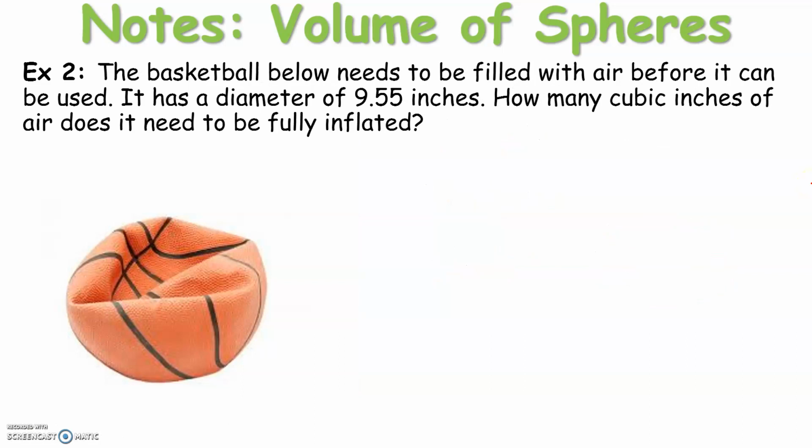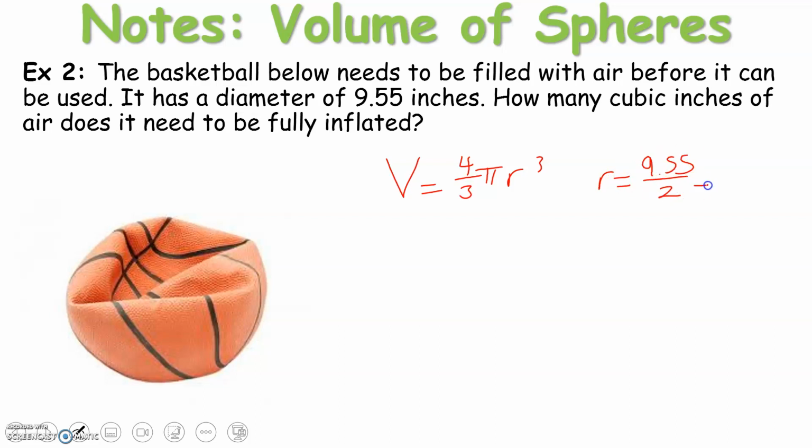Example 2. The basketball below needs to be filled with air before it can be used. It has a diameter of 9.55 inches. How many cubic inches of air does it need to be fully inflated? Okay, so remember, the volume of a sphere is 4/3 pi r cubed. In this case, our radius is half of our diameter, so 9.55 divided by 2.